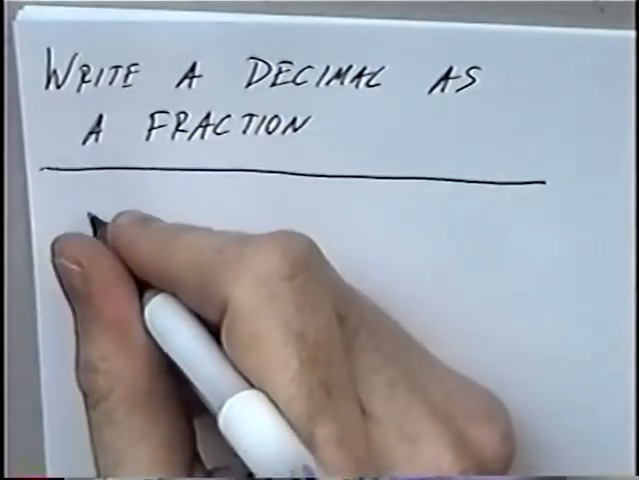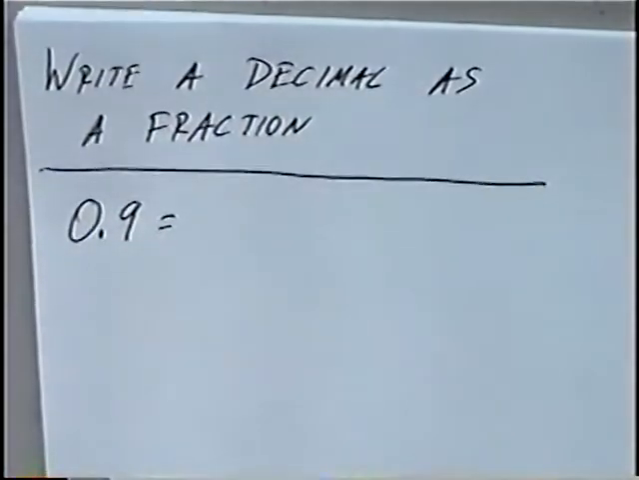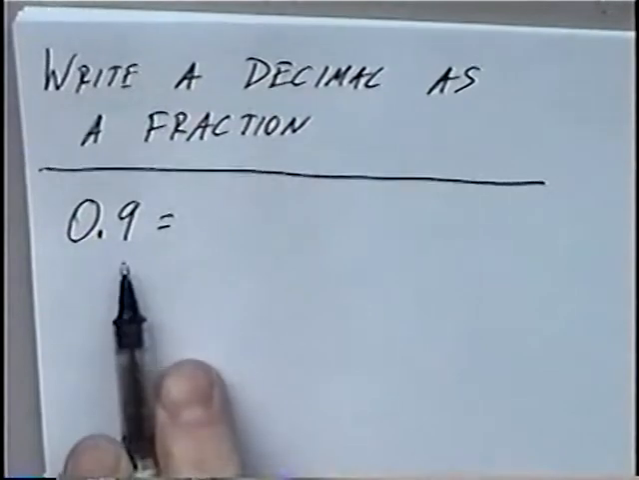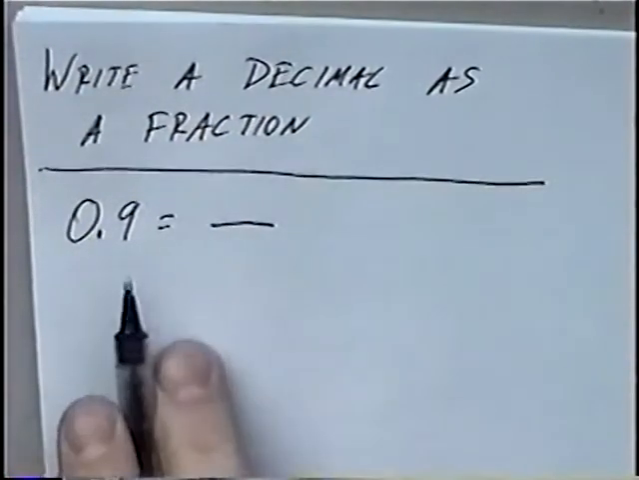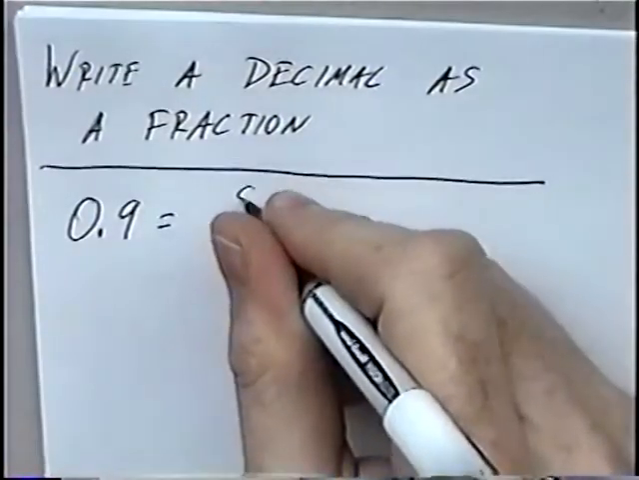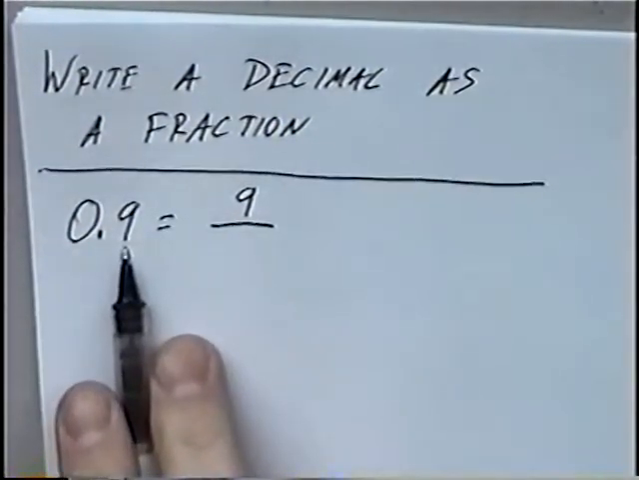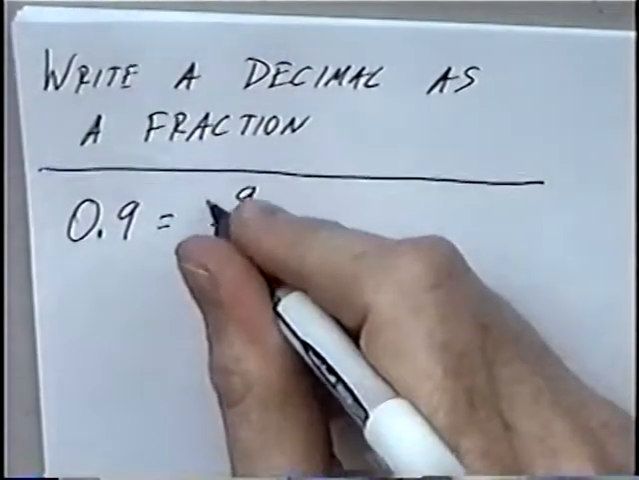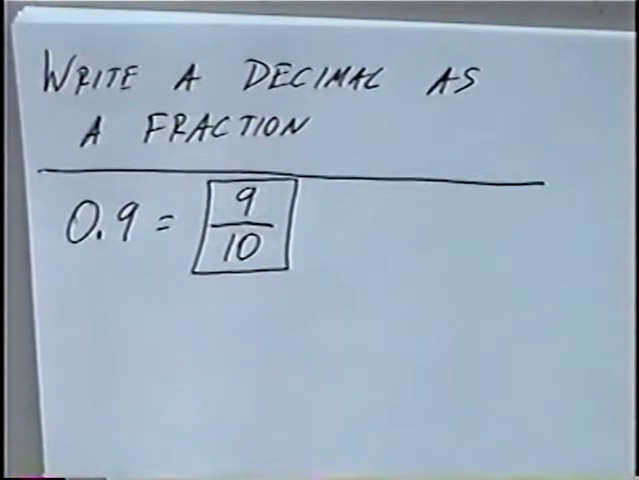First decimal we'll look at is 0.9. 0.9 is a decimal that terminates or ends, writing a terminating decimal as a fraction. The number 9 we put as top of the fraction for the numerator, and the first decimal place is the tenths place, so 0.9 is 9 tenths, or the fraction would be 9 tenths.